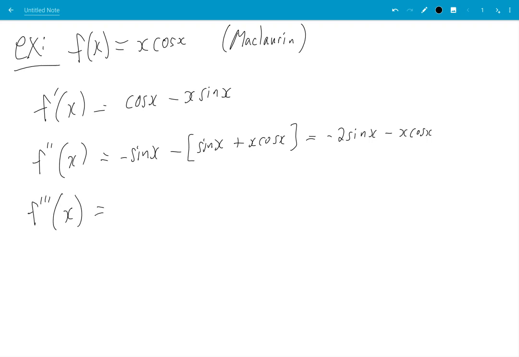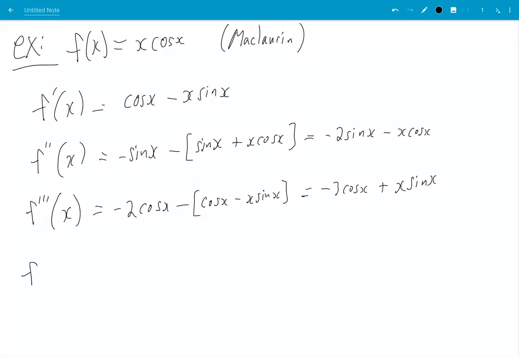F triple prime is minus 2 cosine of x minus product rule cosine of x minus x sine x, which is minus 3 cosine of x plus x sine x.